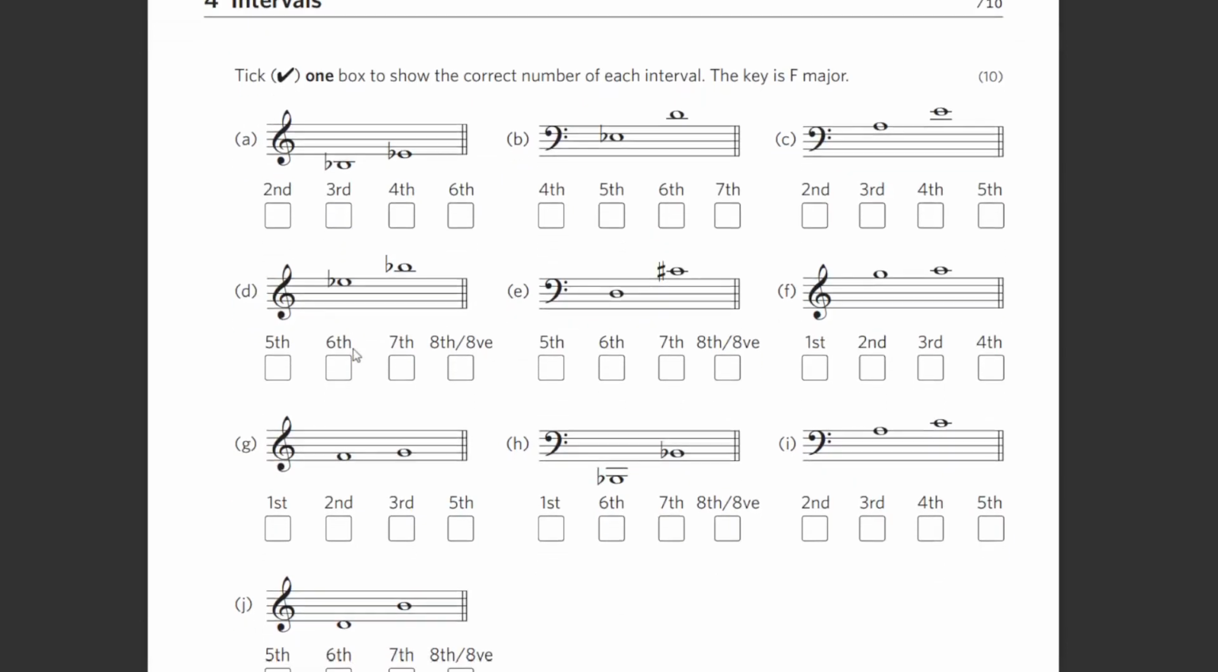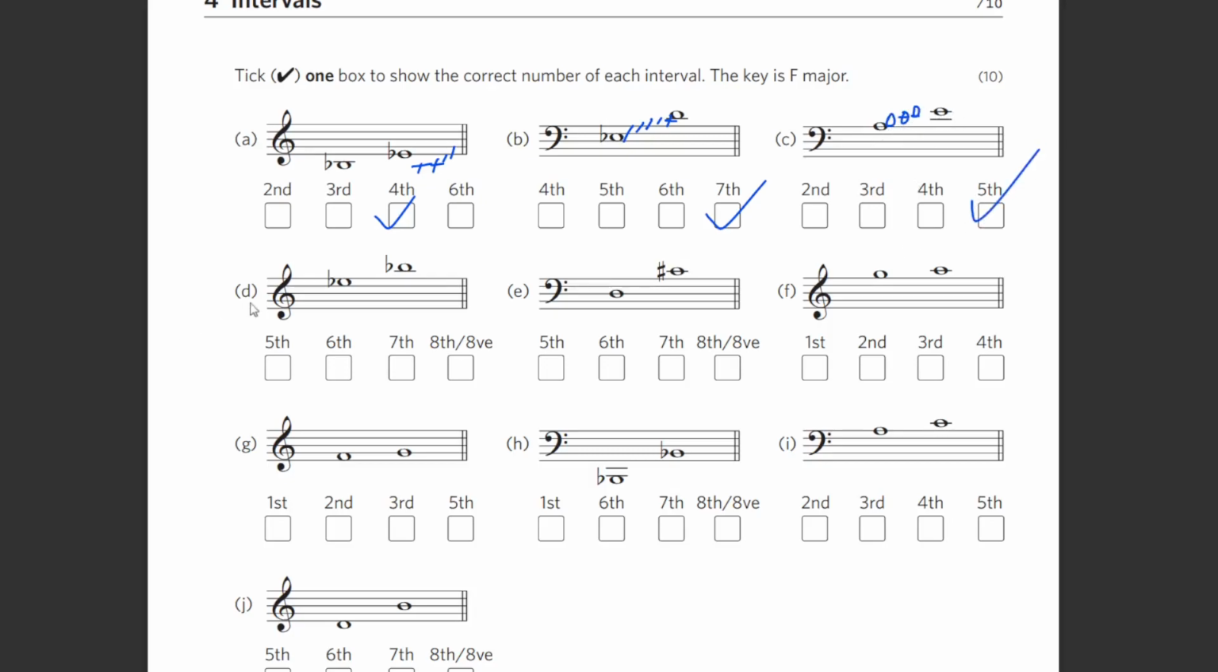Okay, section 4, you are asked what the intervals are, and to give the correct number of each interval. So you just need to count the number, right? This is F major. So it's B, C, D, E. It's a fourth. Then E, F, G, A, B, C, D: 1, 2, 3, 4, 5, 6, 7. So it's 7. A to E: A, B, C, D, E, 1, 2, 3, 4, 5. So it's a 5th.